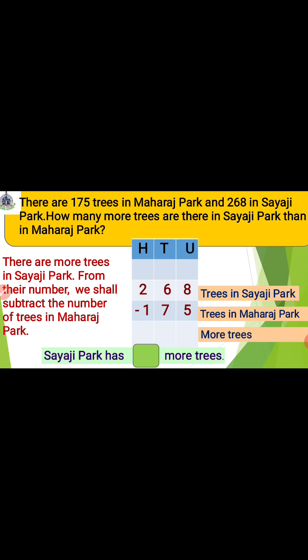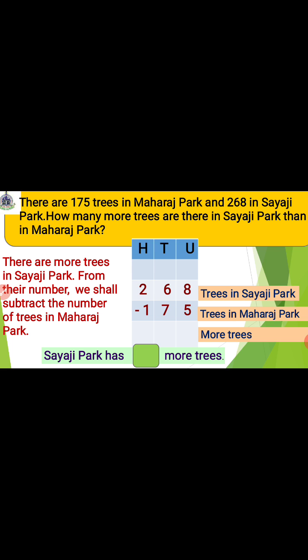The question is, there are 175 trees in Maharaj Park and 268 in Sayaji Park. How many more trees are there in Sayaji Park than in Maharaj Park? First what we will do? We will understand what the question is. They are saying that 2 parks are there in which some trees are there. What do we have to find out? We have to find out how many more trees are there in Sayaji Park than Maharaj Park.